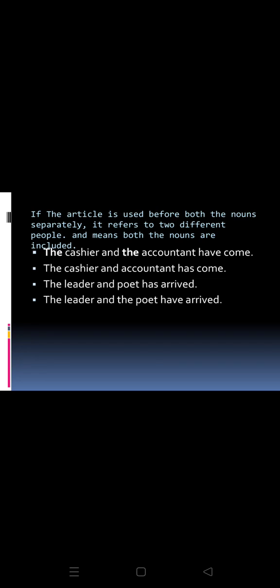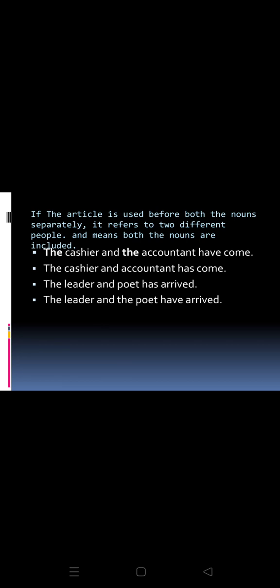The cashier and accountant has come. Now over here, accountant and cashier is one person only. The cashier is also the accountant. So only one person, the cashier and accountant, has come. The leader and poet has arrived means the poet is a leader too. The leader and the poet have arrived. They are two different people.